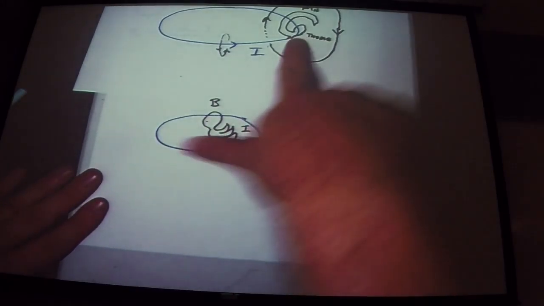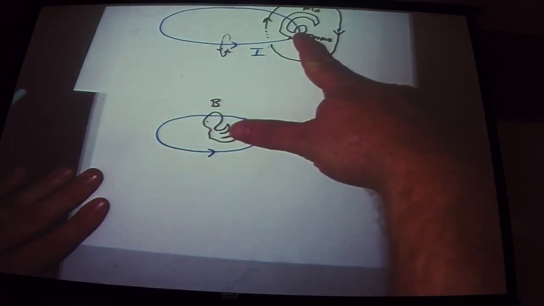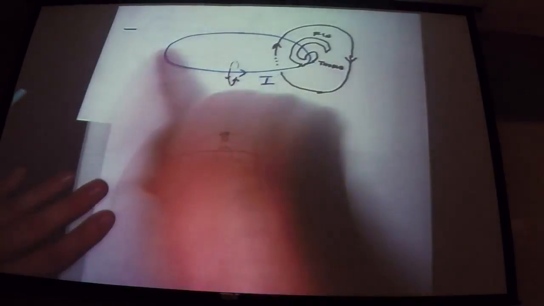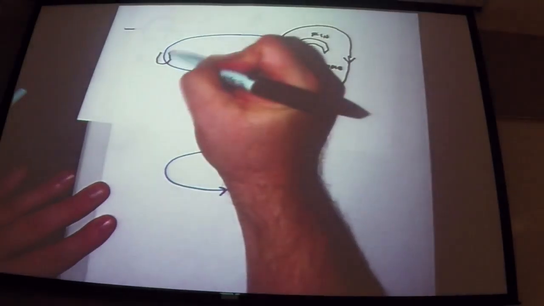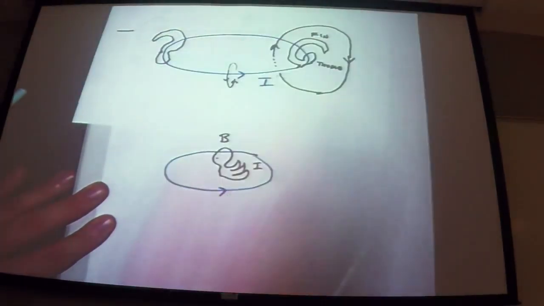This is a perspective drawing. That's actually going into the page here. The thumb is going into the page, because it's over here. If you're over here, your thumb's going to come out of the page, and your fingers are going to curl like this.